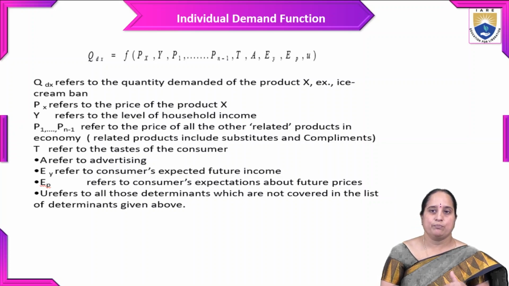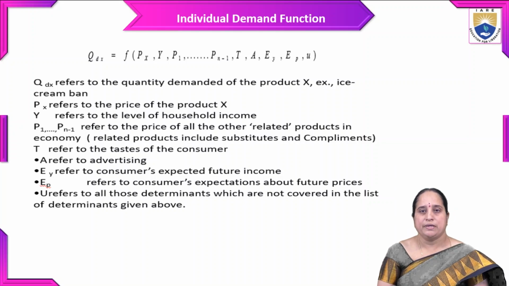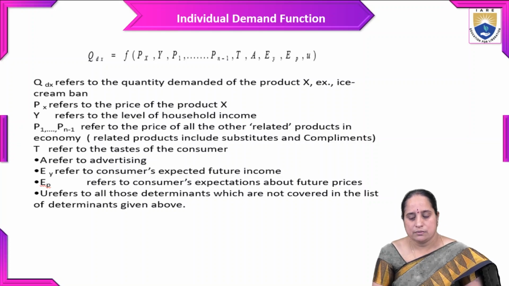So a few things are like that. We used to postpone purchases because of our low level of income. So in the future, if there is a chance of a rise in your income level, then we postpone the present purchase to a future period. So that is the consumer's expected future income.